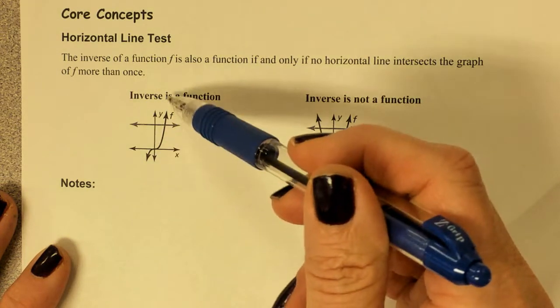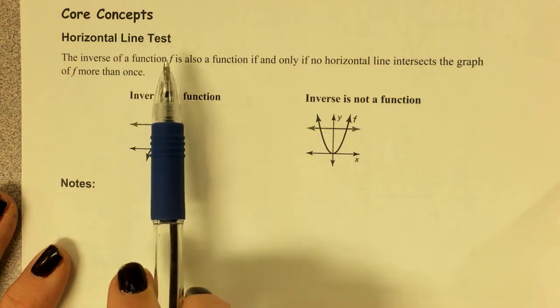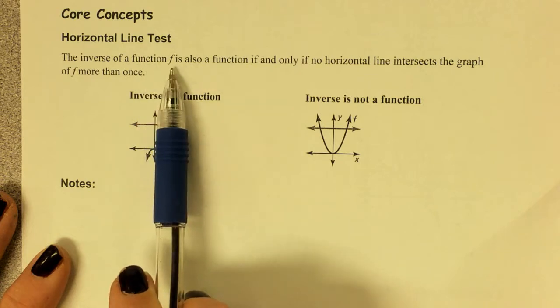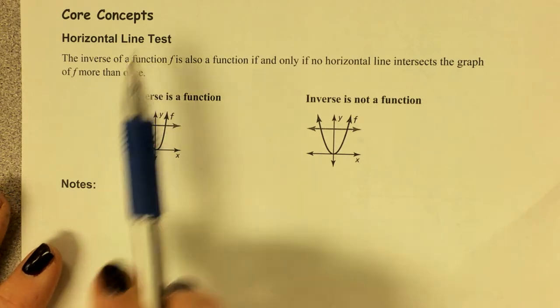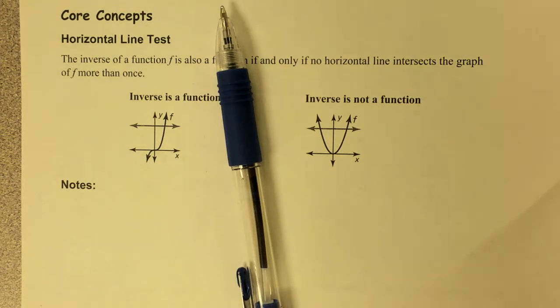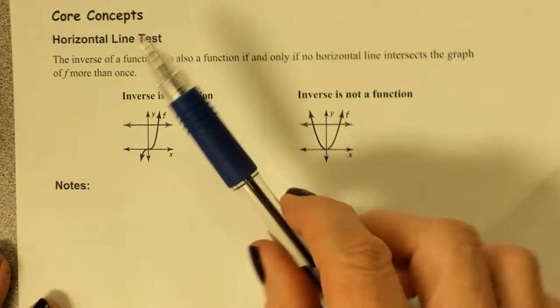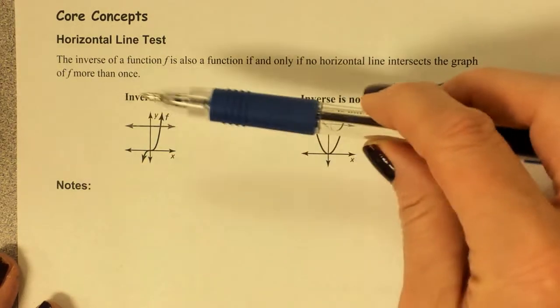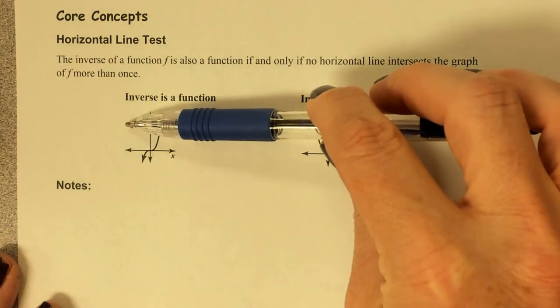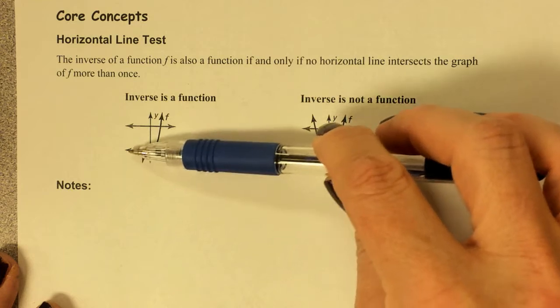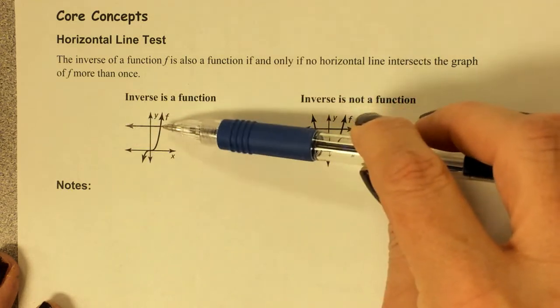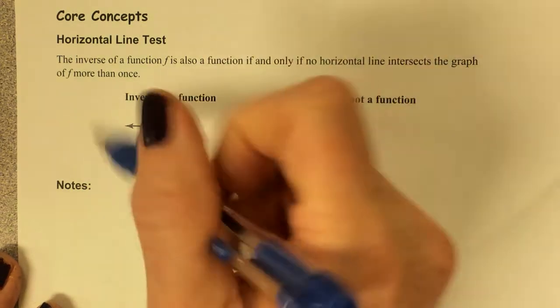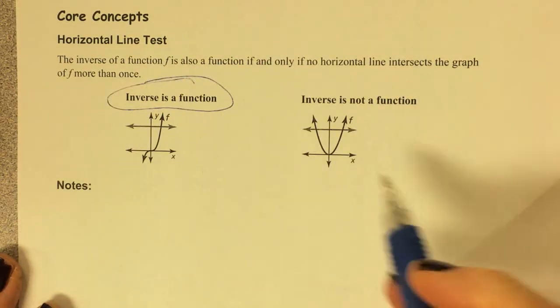We're given a function, we want to see if it passes the vertical line test. So yes, this passes the vertical line test. So that's good. And then we want to see if the original function passes the horizontal line test. So this does, because it's only touching in one spot. So this passes the horizontal line test. That's what tells us that the inverse is a function.